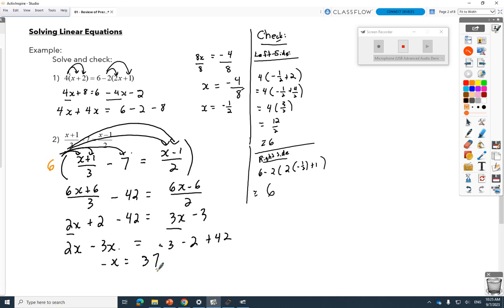Negative x is 37. It's actually a weird, easy situation. But how do I get out of it? How do I finish it? You just reverse it. Yeah, right. Some people will just look at that and go, x has got to be negative 37.